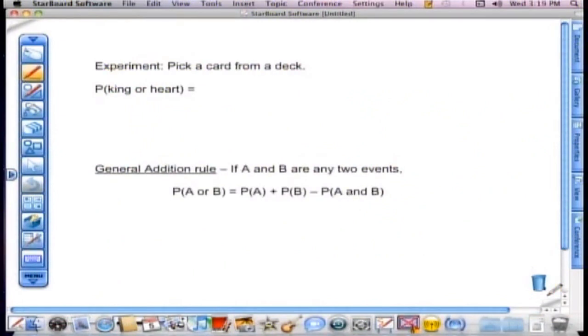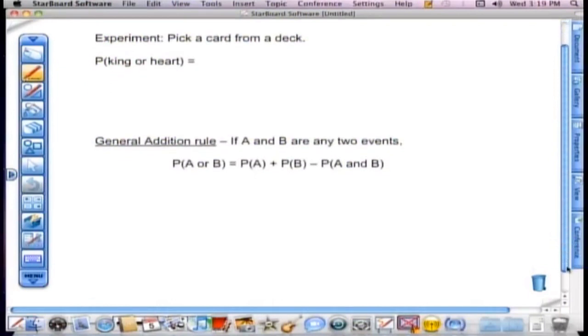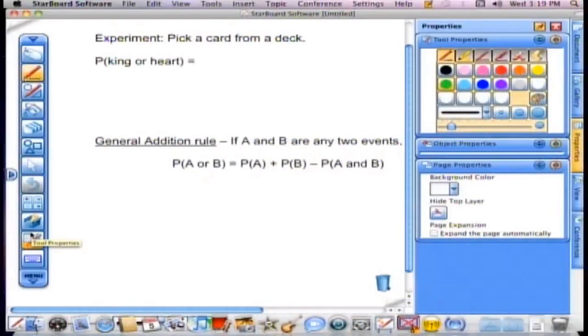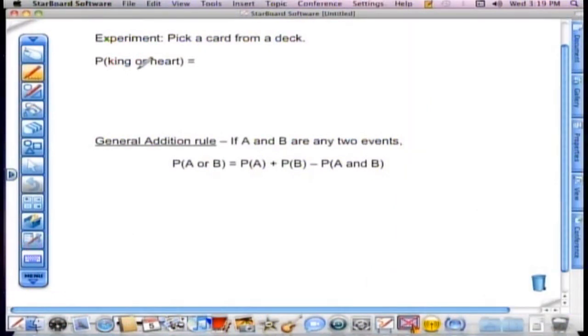Okay, so now let's talk about a new experiment. Let's say we want to pick a card from a deck. What's the probability that we get a king or a heart? Okay, so we just talked about the fact that, I'm going to switch colors again, blue, the or statement means that we can add the probabilities. So we would say probability of a king, we can just put a K for king, plus probability of a heart.